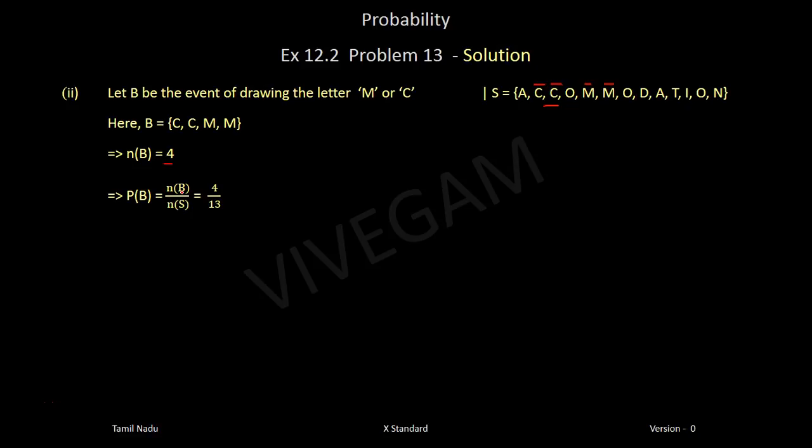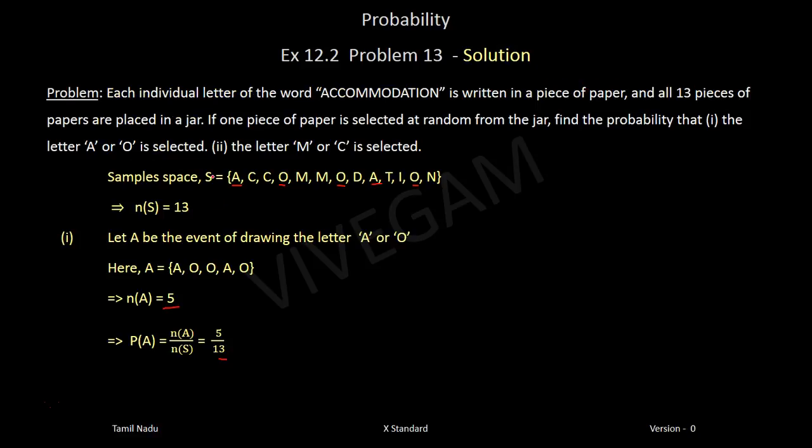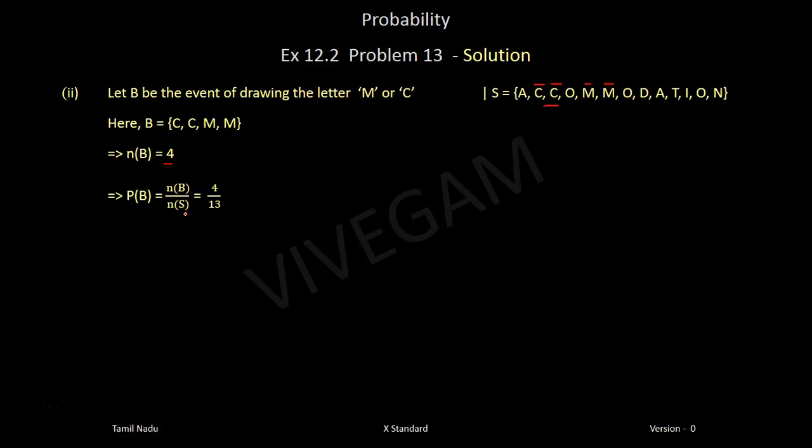Then what is the probability of B? Number of outcomes favorable to us, that is n of B, divided by total number of outcomes, that is n of S. So that is 4 divided by n of S, we know it is 13. Right? So n of S is 13. So probability of B is 4 by 13.